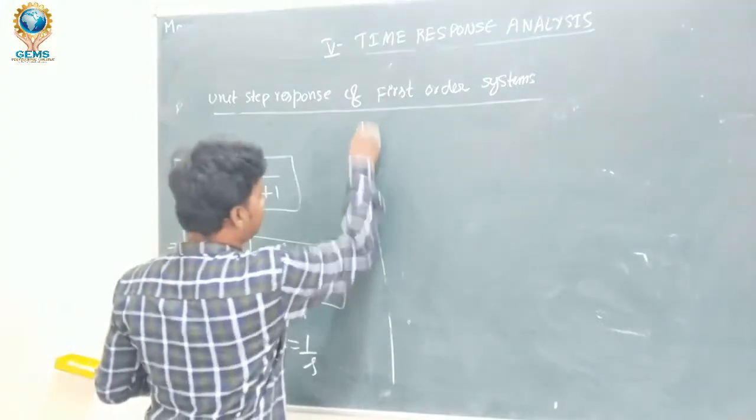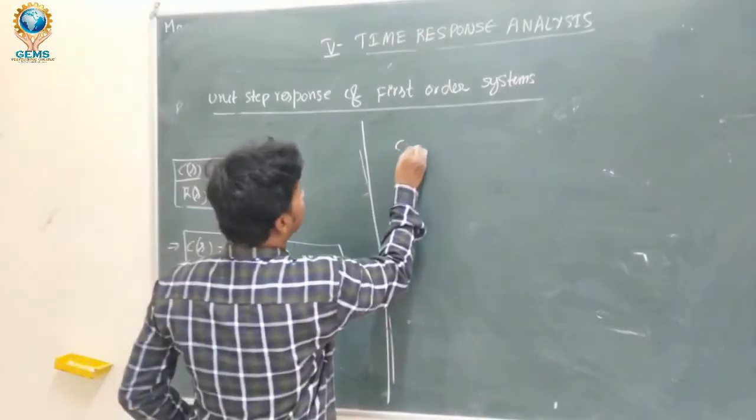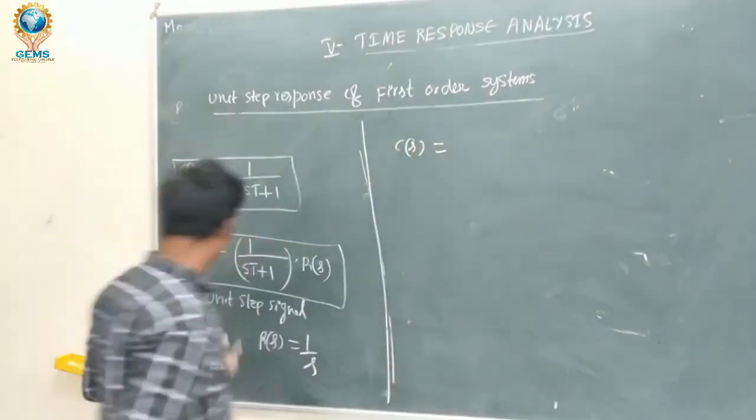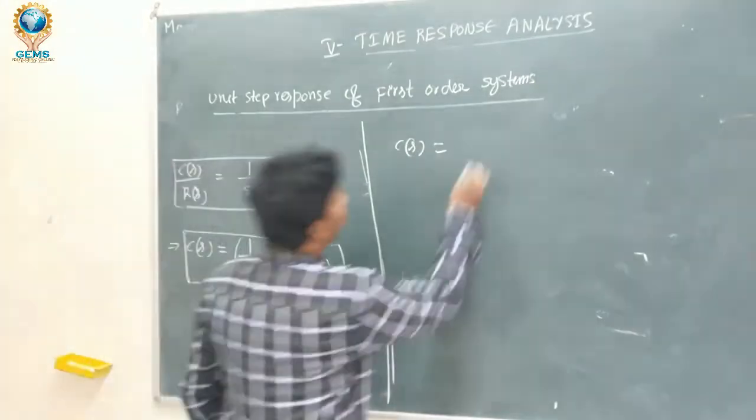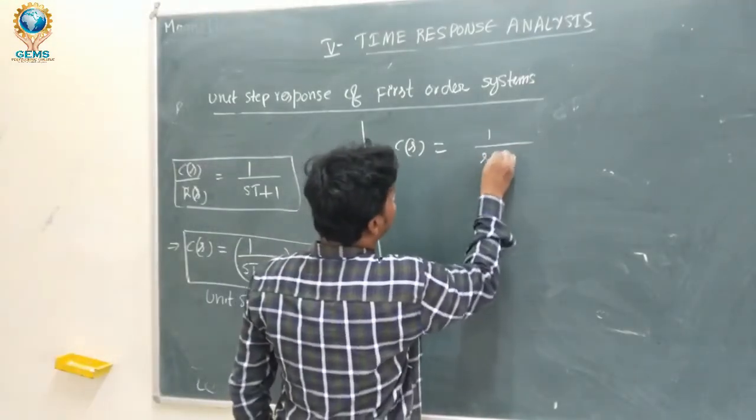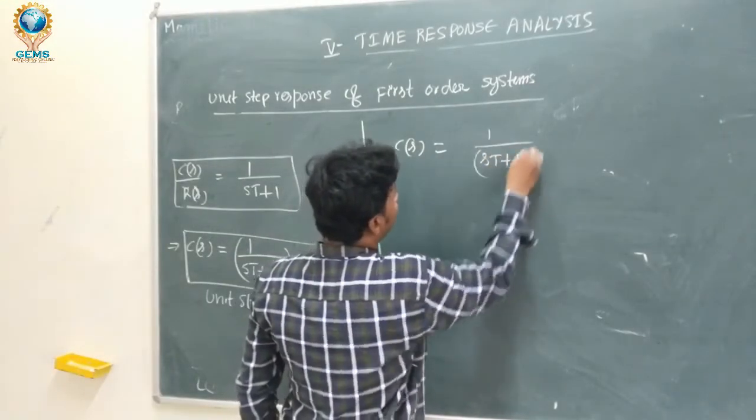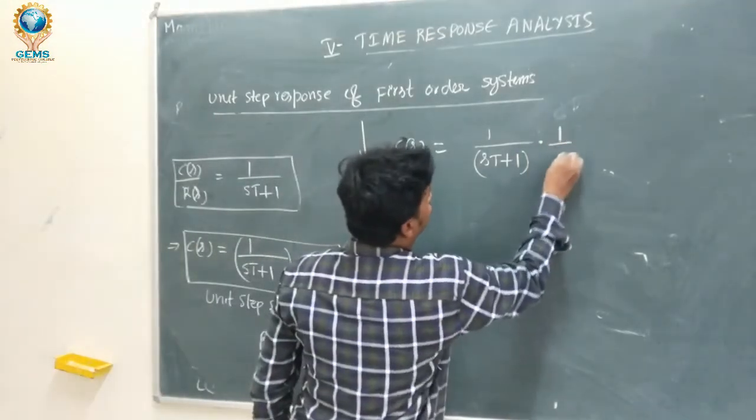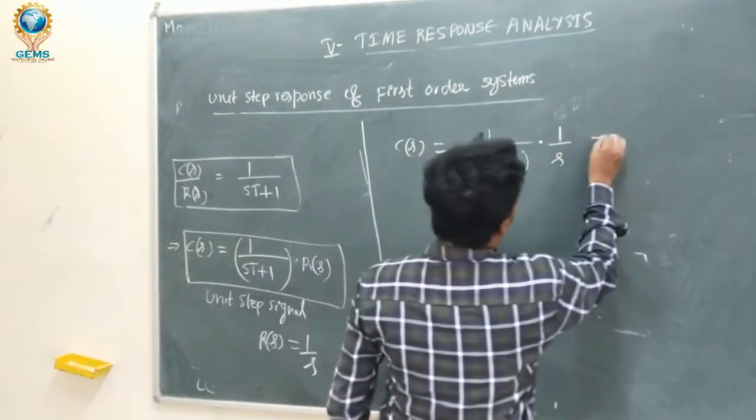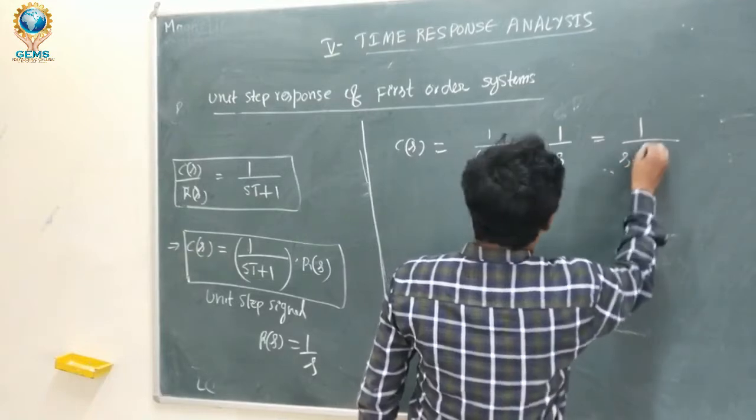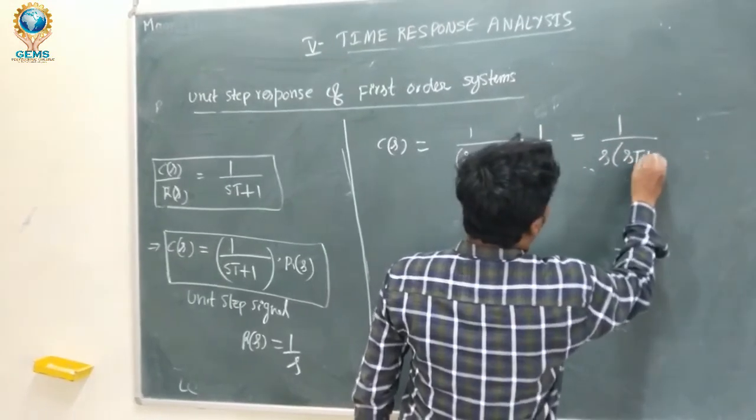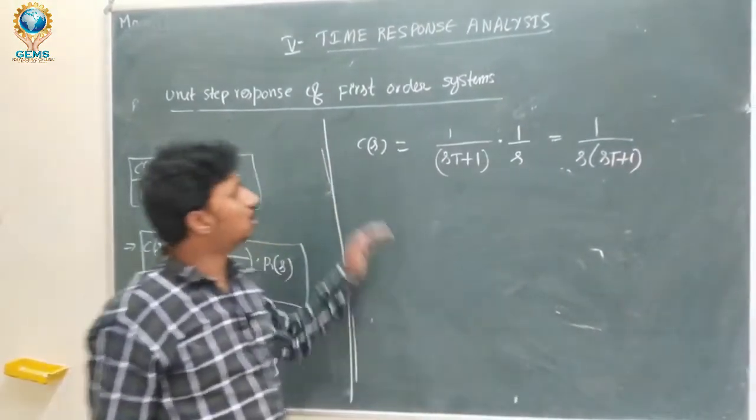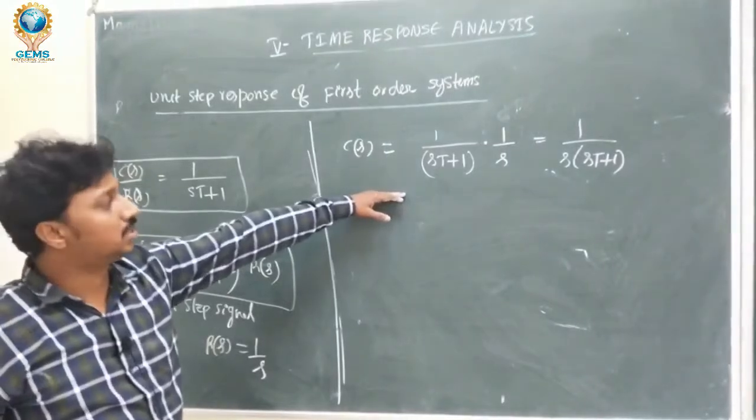So take C of S. C of S is equal to 1 by S(T plus 1)... What is the R of S? 1 by S. So you will get 1 by S(ST plus 1). So apply partial fraction for this equation.